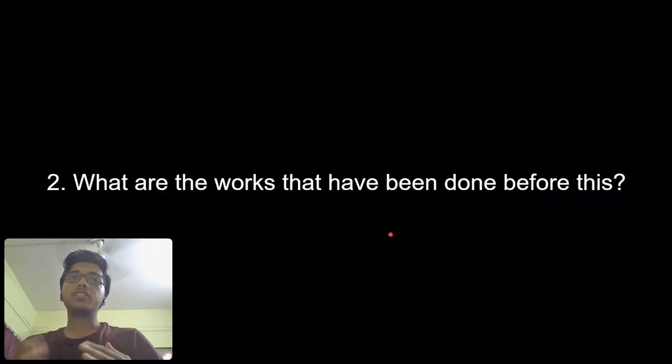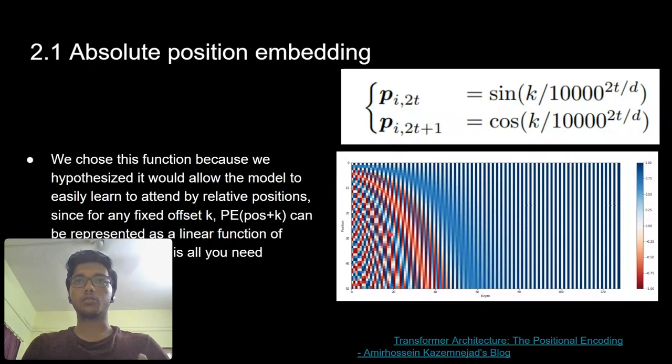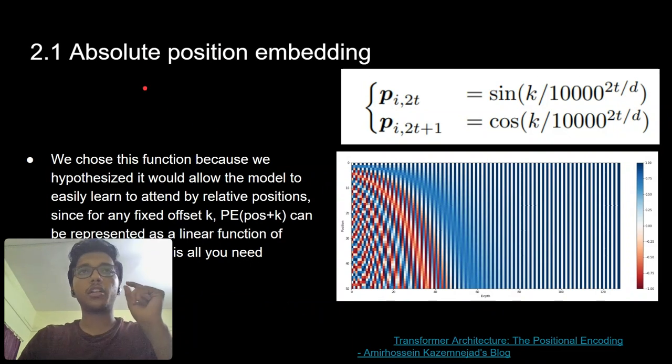Now let's see what the earlier works are which have been done before this. So this is rotary position embedding. Before that, the first absolute position embedding was introduced in the paper Attention Is All You Need.